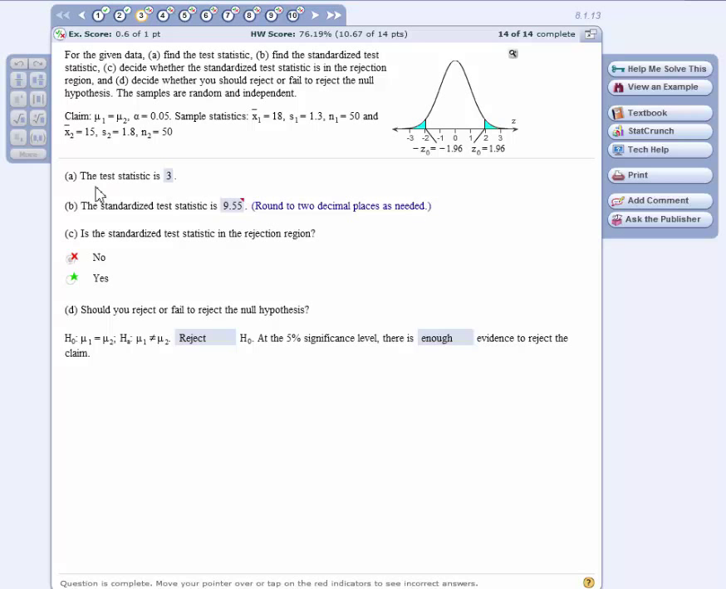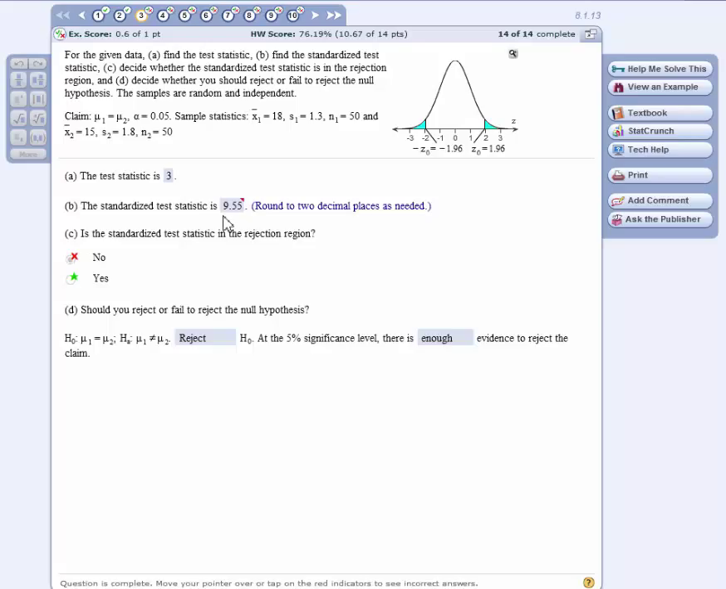So let's go to the first question. The test statistic is 3. Well, how do we get that? Well, the test statistic for a problem like this is very simple. It's just the difference in the two means, x1 minus x2. 18 minus 15 equals 3. Ta-da.